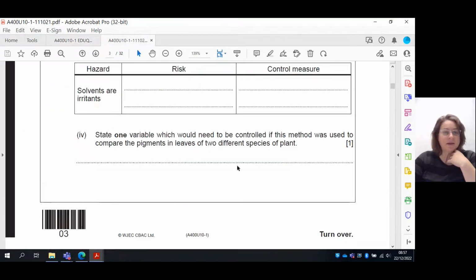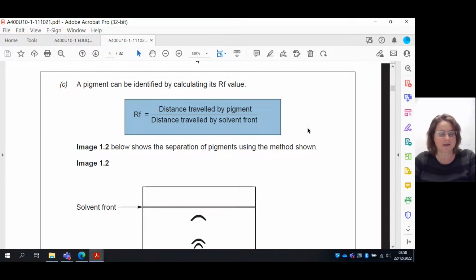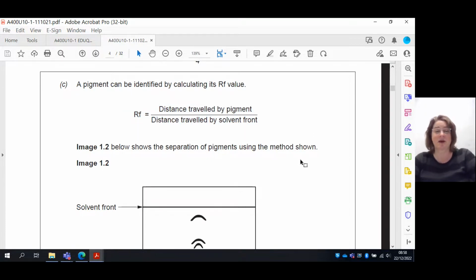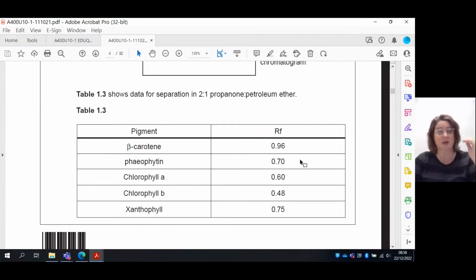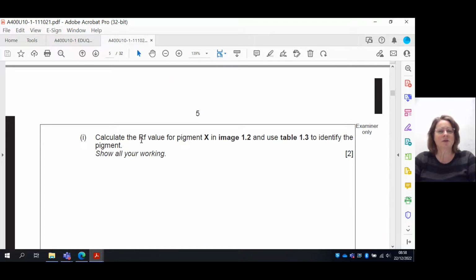Then the little bit mathsy question, and I know I spoke to one of you who said they were so anxious and nervous that they didn't see the equation right at the start. The equation is here. I know it happens. That's what happens when you're anxious and panicking, the most obvious things don't jump out. You've got all your numbers given for all the different pigments, and your question is here: calculate the Rf value for pigment X. Use the table, use the image, identify the pigment.